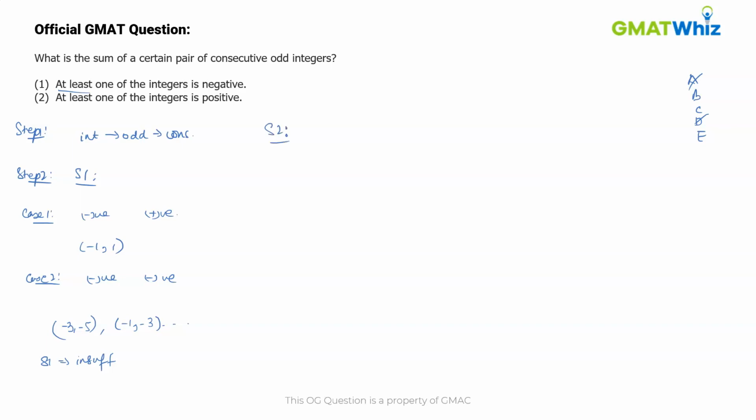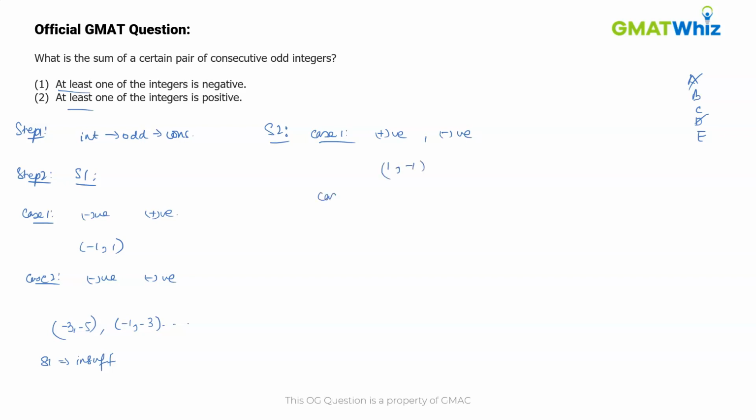Statement 2 tells us that at least one of the integers is positive. So this again means that at the minimum one of the integers is positive. We can again split this into two cases. Case 1 under statement 2 is that one of the integers is positive and the other is negative. This is possible when one of the integers is 1 and the other is -1.